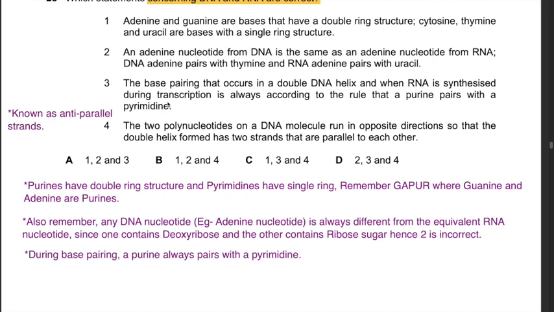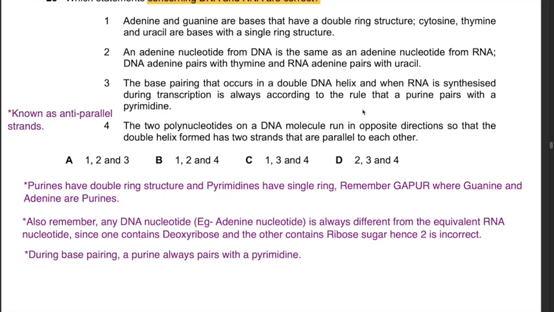Nonetheless, let's look at statements 3 and 4. 3. The base pairing that occurs in the double DNA helix and when RNA is synthesized during transcription is always according to the rule that a purine pairs with a pyrimidine. Yes, this is correct, because during base pairing, a purine always pairs with a pyrimidine. Do keep this point in mind.